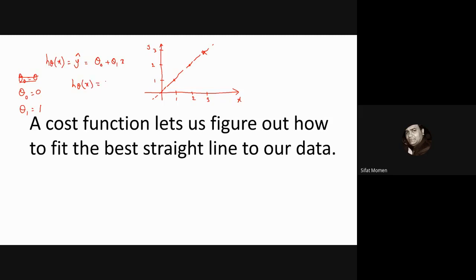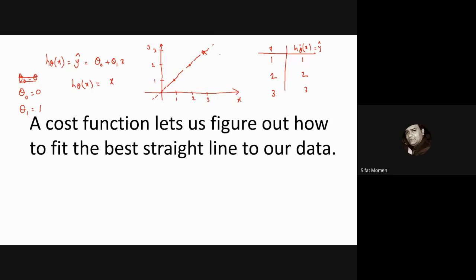If theta naught is 0, 0 plus theta 1 is 1, it becomes x, doesn't it? Yes. Yeah, my y hat predicted value would be the same as x. So if x is 1 in the model, what will my h theta x be? 1. That means this is my y hat, the predicted value. Okay, right? If x is 2, what will it be? 2. And if x is 3, what will it be? 3. Does it go through all the points? Yes, sir. It goes through all the points.